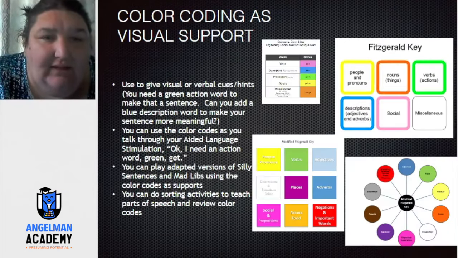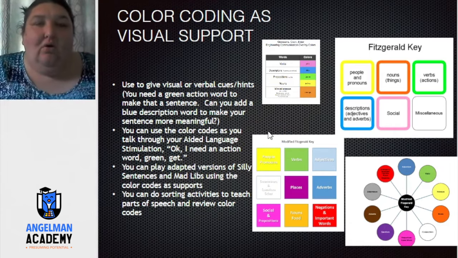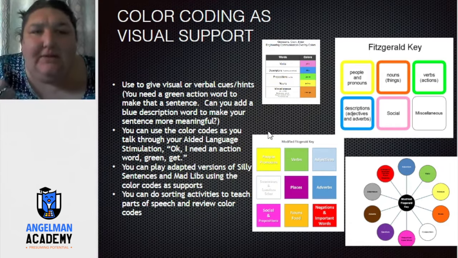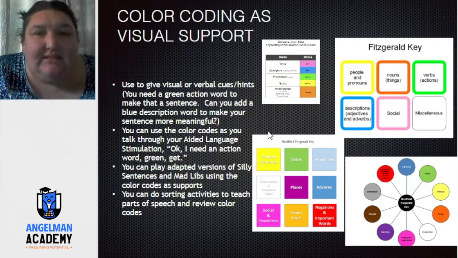So lots of great ways that you can use the color coding systems to support learning and also to help yourself find things. So you can use it to give those visual or verbal cues. Sometimes I have color-coded flashcards that have a yellow card that has the picture symbol for people that I'll hold up if a child needs to have a person word, or a green card with the picture symbol for action words that I'll hold up if the child forgot a verb in their sentence. You can color code as you talk through your aided language simulation.